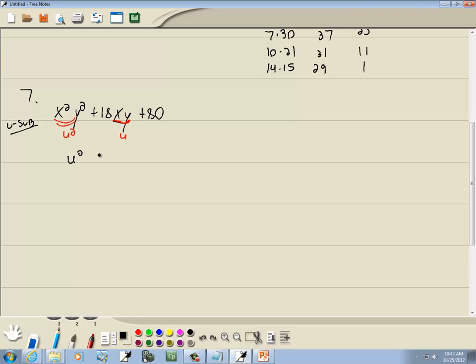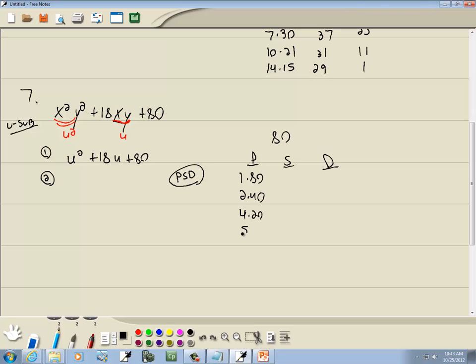So we rewrite this as u squared plus 18u plus 80. That's step 1 in the U-substitution. Now step 2 is you factor like normal. Well, this is the PSD method. We have u squared, u, no u, and there's no number in front of the u squared. So I'm going to create a chart based upon 80. We got 1 times 80, 2 times 40, 4 times 20, 5 times 16, 6 no, 7 no, 8 times 10.